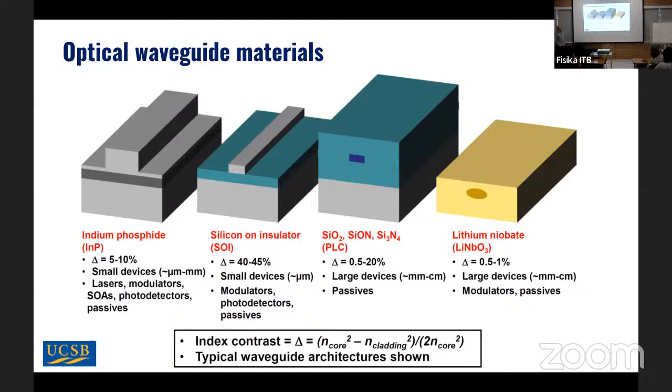Okay, the other one is silicon on insulator, ultra high index contrast. Remember that index contrast is just the difference between the refractive index of the core and the cladding material.